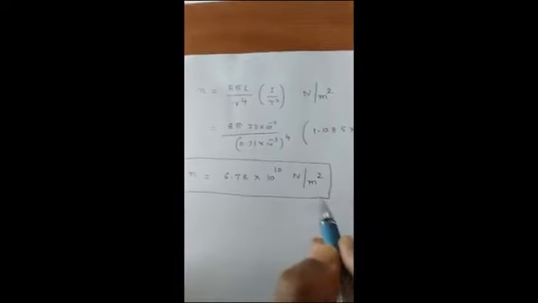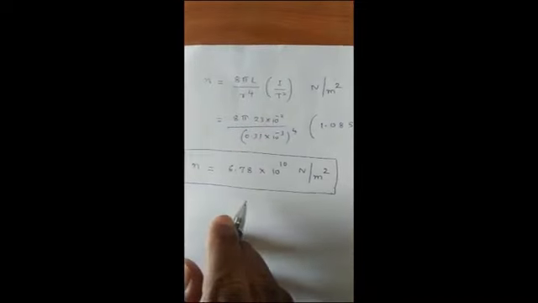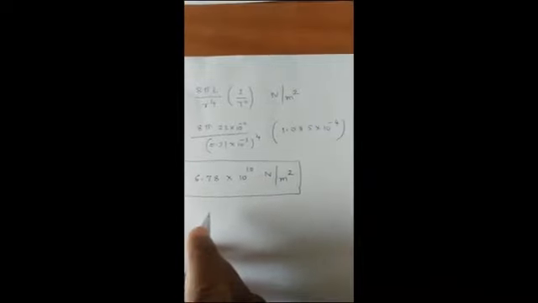So this is the way of calculating the parameter. This is the schematic diagram that we have to represent here, and the value of n that we calculated, you have to enter here: 6.78 into 10 to the power of 10 Newton per meter square. This is the way of entering the readings in the given experiment. Thank you.